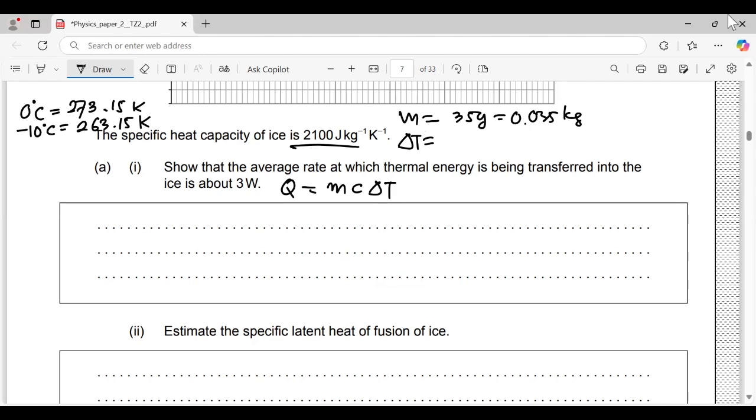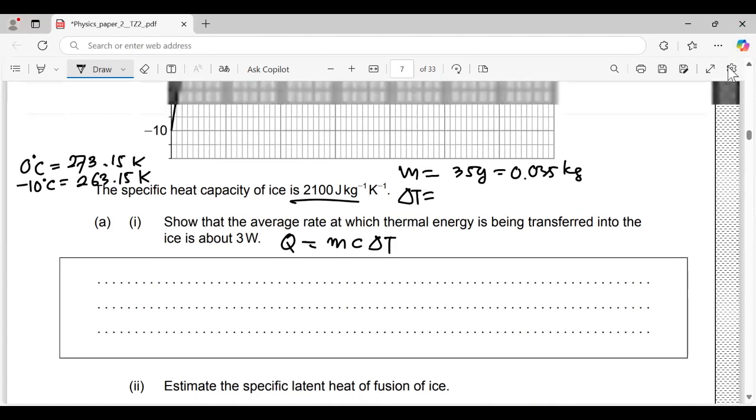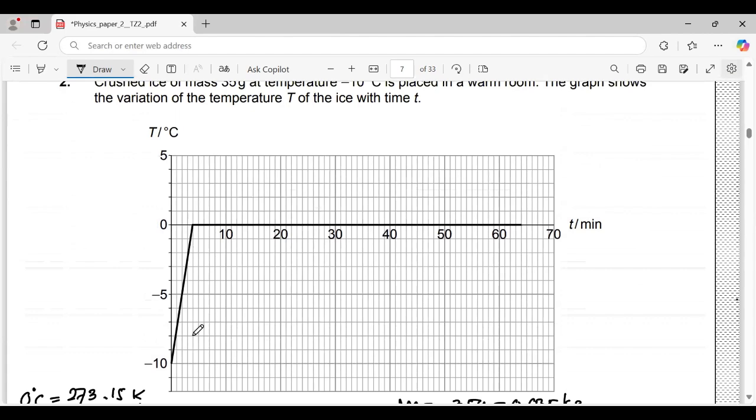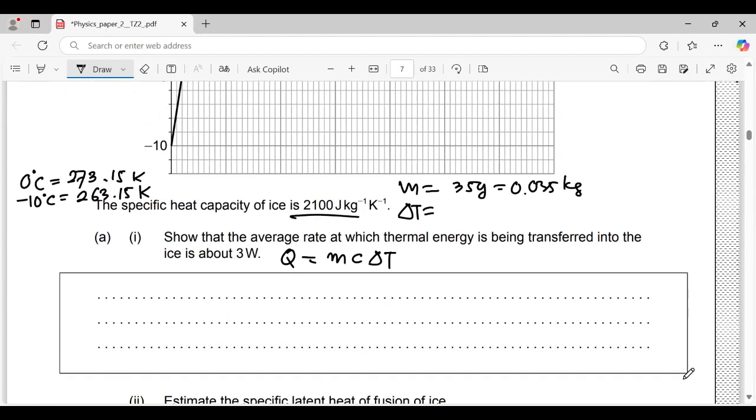So the temperature, if you look on this graph, 0 to minus 10. So it means 0 minus 10 in Celsius. But if we convert to Kelvin, it becomes 273.15 minus 263.15, and it is 10 Kelvin. Okay, so the temperature change is 10 Kelvin.